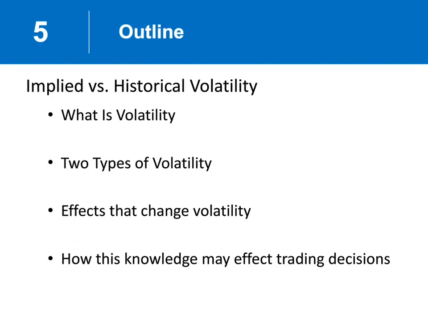Now, here's the outline. Essentially, I have a 3-part presentation for you. The last 2 bullets will be in the third part. The first part, we're going to answer what volatility is. The second part, we're going to talk about the two types of volatility. And then finally, in the third part, we're going to talk about, hey, how does that affect my option prices?